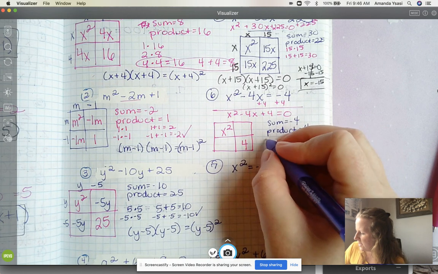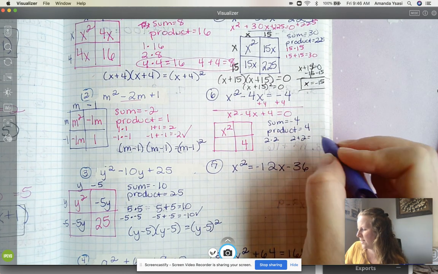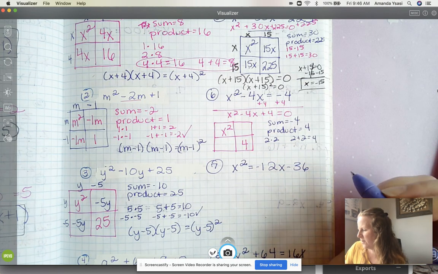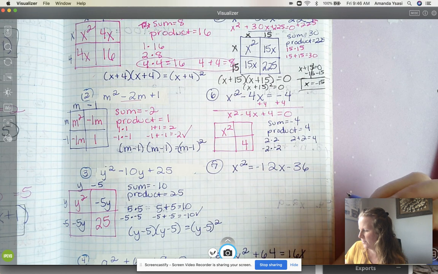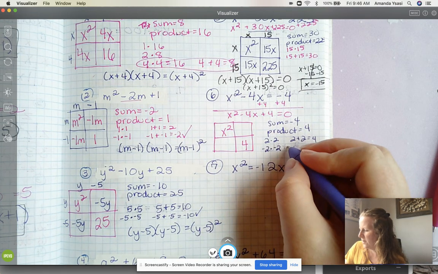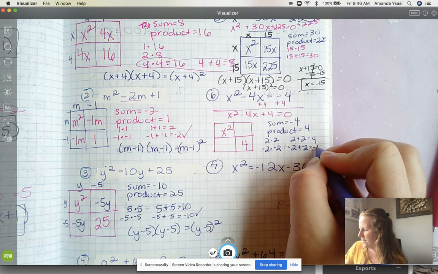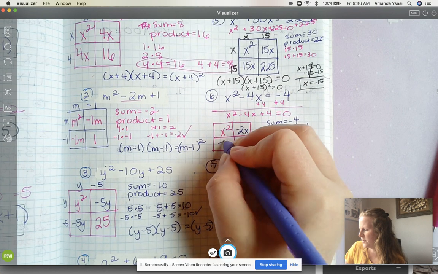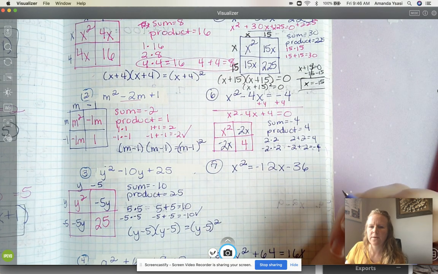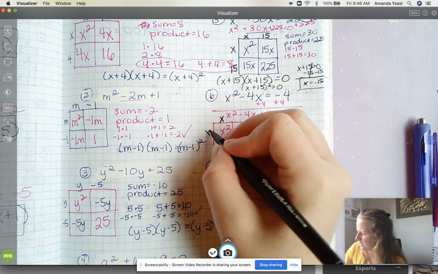So let's say 2 times 2 is 4. But if I do 2 plus 2, that is a positive 4. And I want it to be negative. So let's try -2 times -2. It's 4. -2 plus -2 gets -4. So that works. So -2x and a -2x. So then I'm going to factor out x and x.